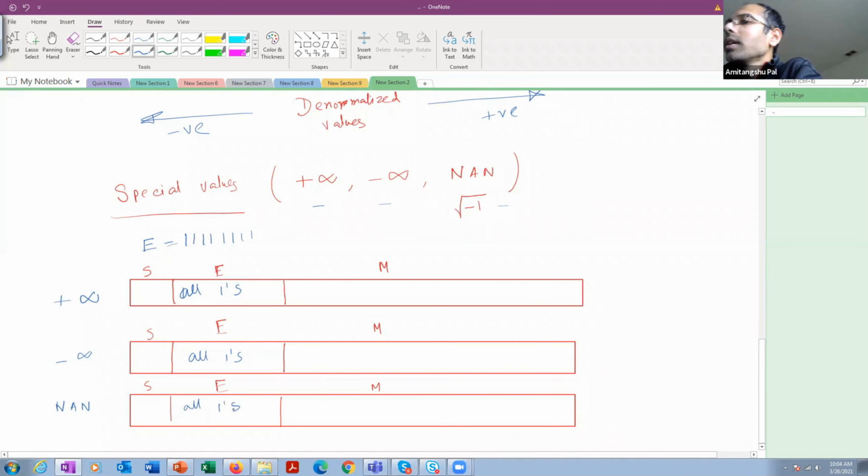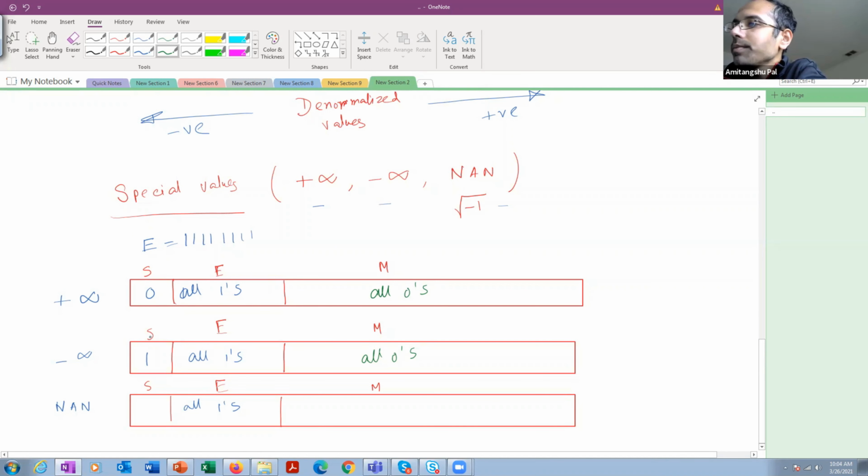In case of plus infinity, the sign bit is 0. In case of minus infinity, the sign bit is 1. Now, when the number is either plus infinity or minus infinity, all the mantissa bits are zeros. So if all the exponent bits are ones and all the mantissa bits are zeros, that means it represents infinity. Whether it is plus infinity or minus infinity depends on the sign bit. Clear?